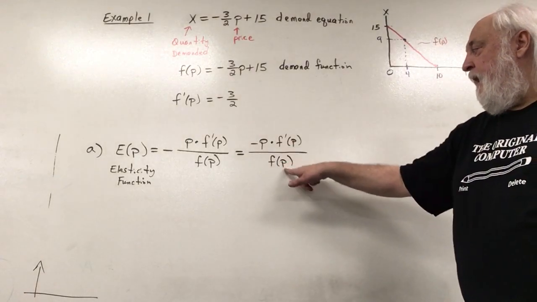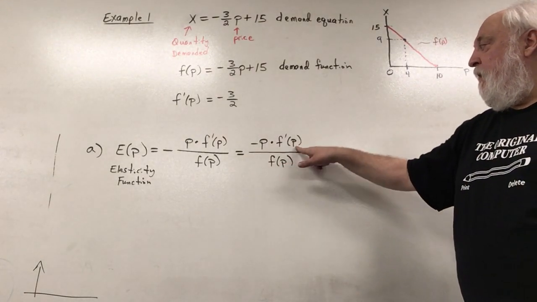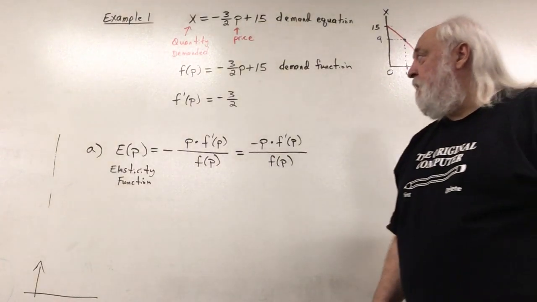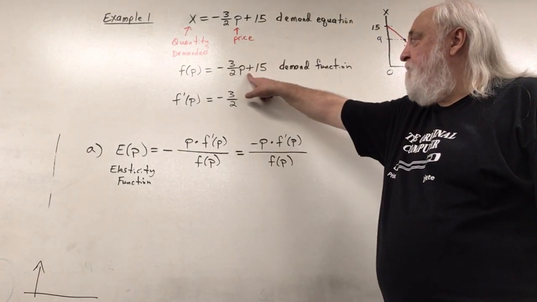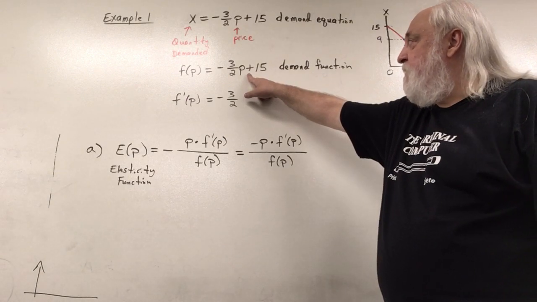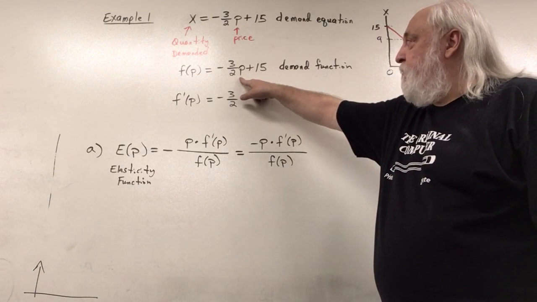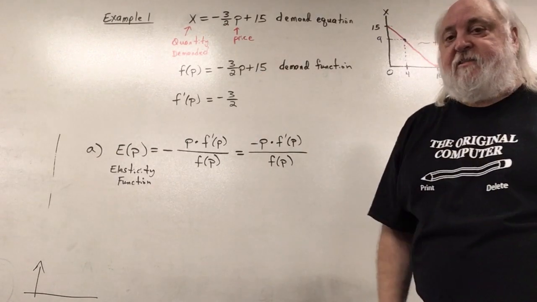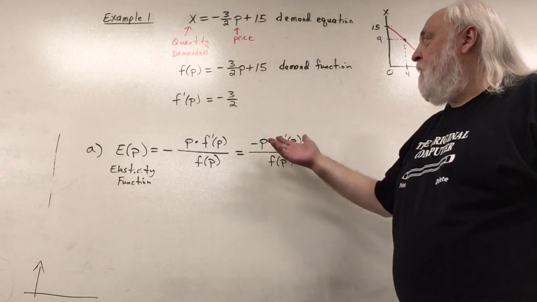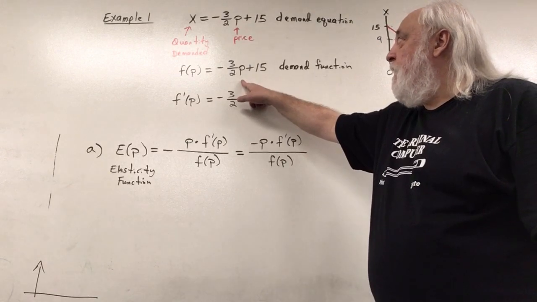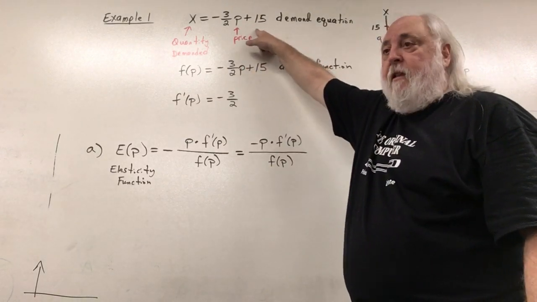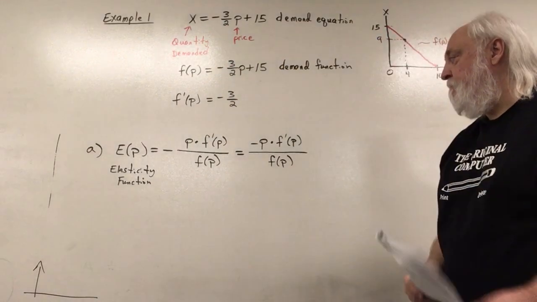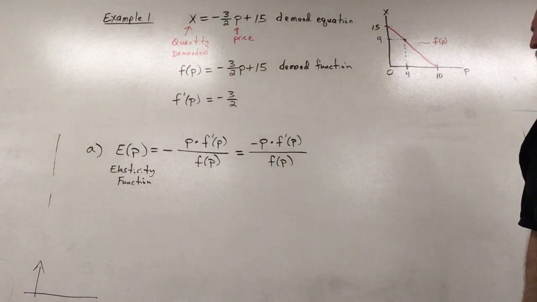So we know what f of p is. We're going to need f prime of p in finding the elasticity function. Well, the derivative of f of p, using the rules of differentiation: the derivative of minus 3/2 p is minus 3/2, and the derivative of a constant is 0. Now you could have also got that just by noting, since this is an equation of a straight line, the slope of the line is minus 3/2. So you could have noted it that way as well.